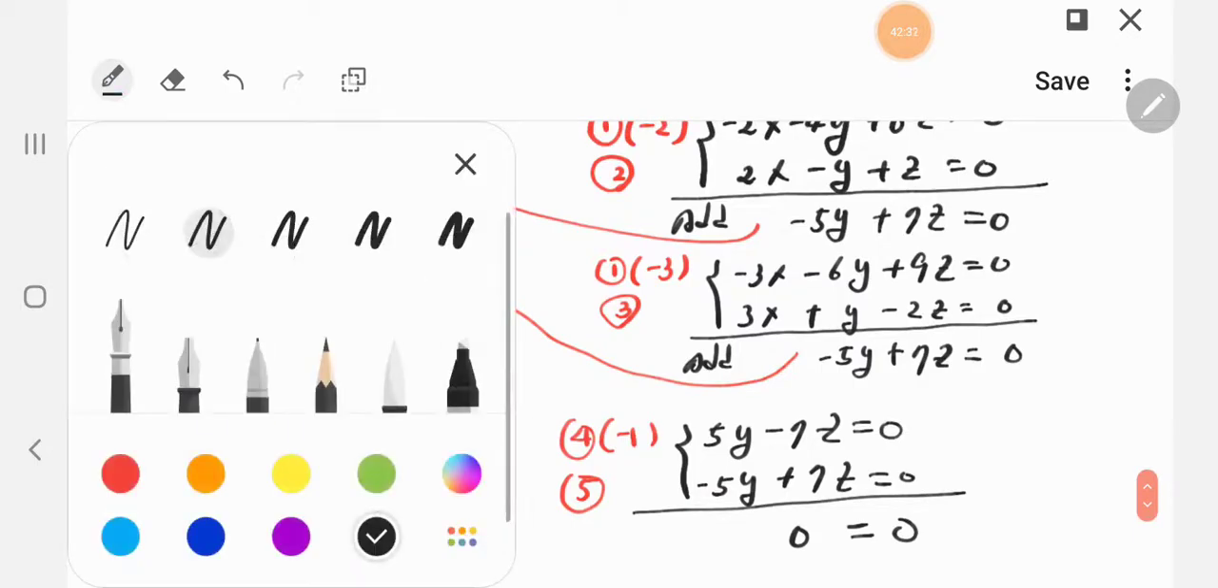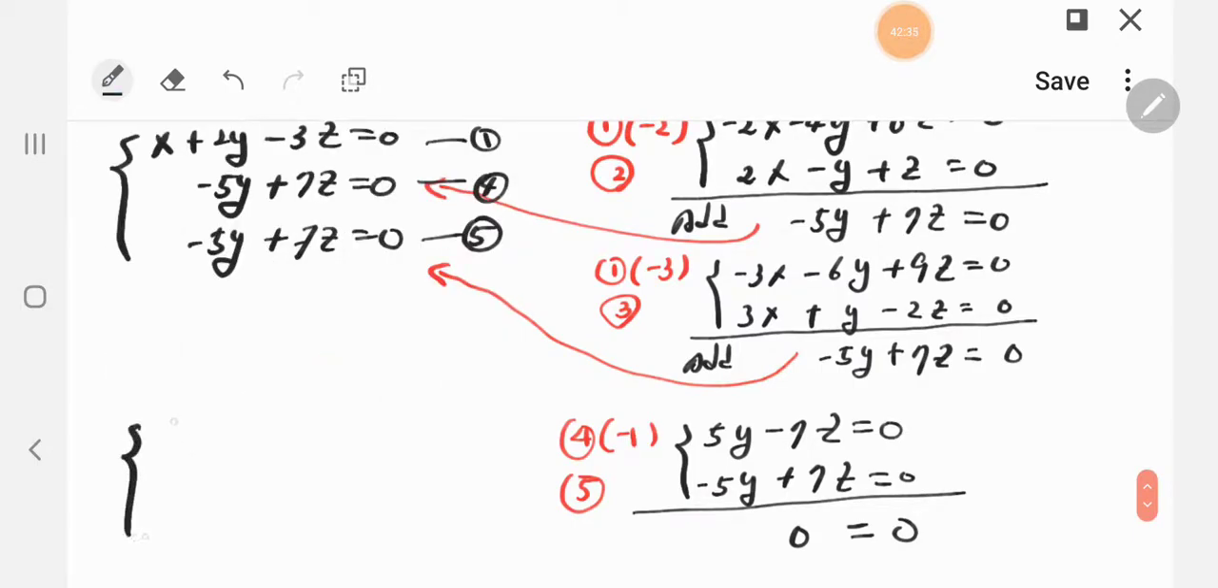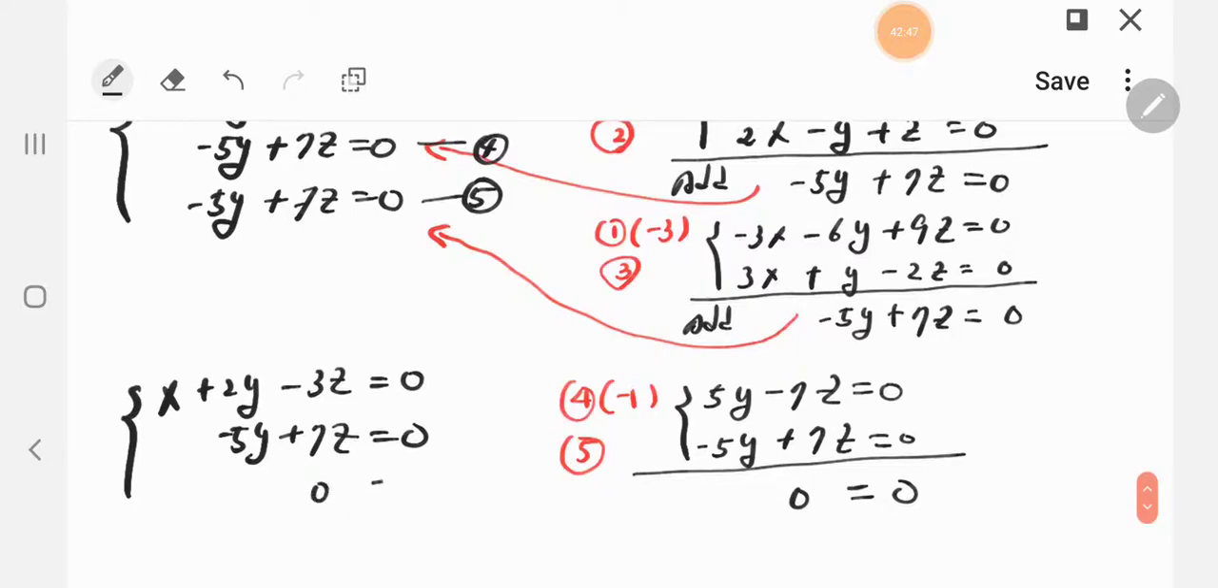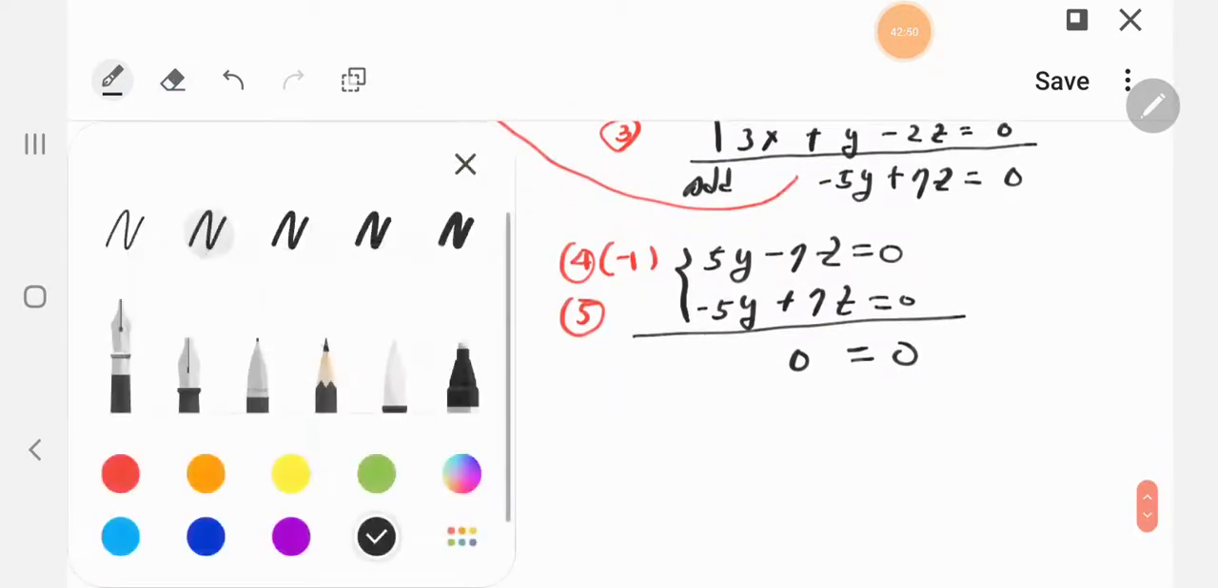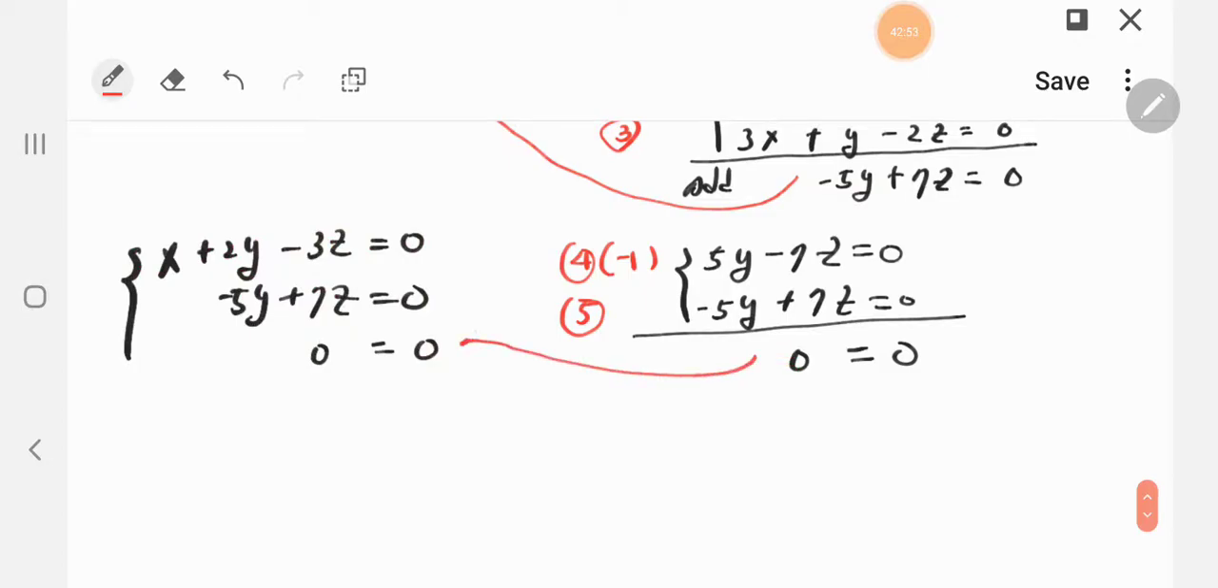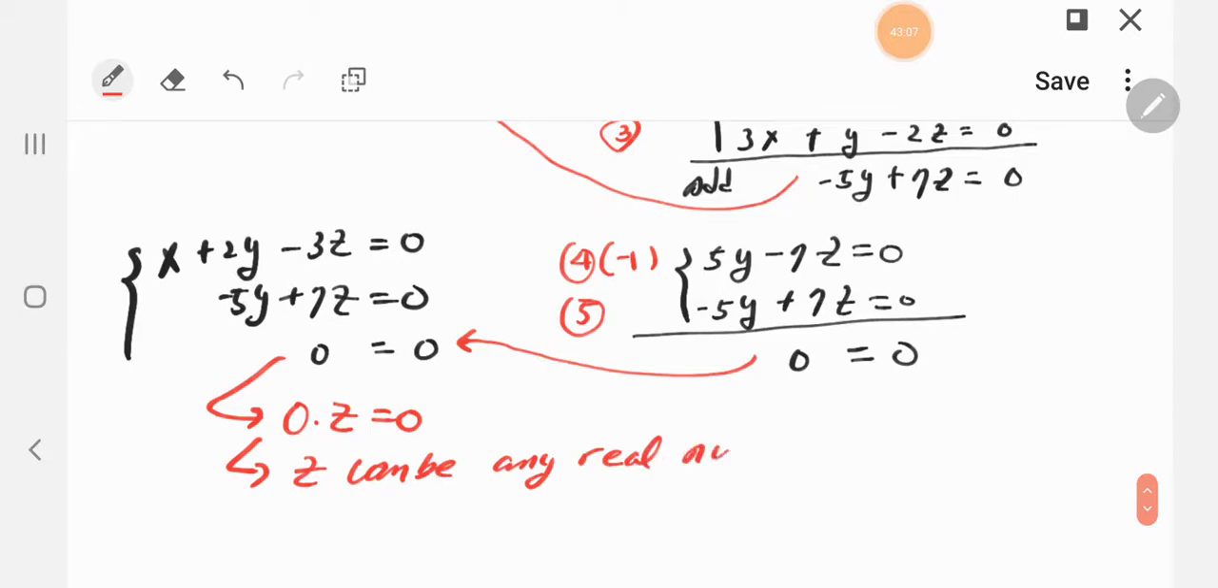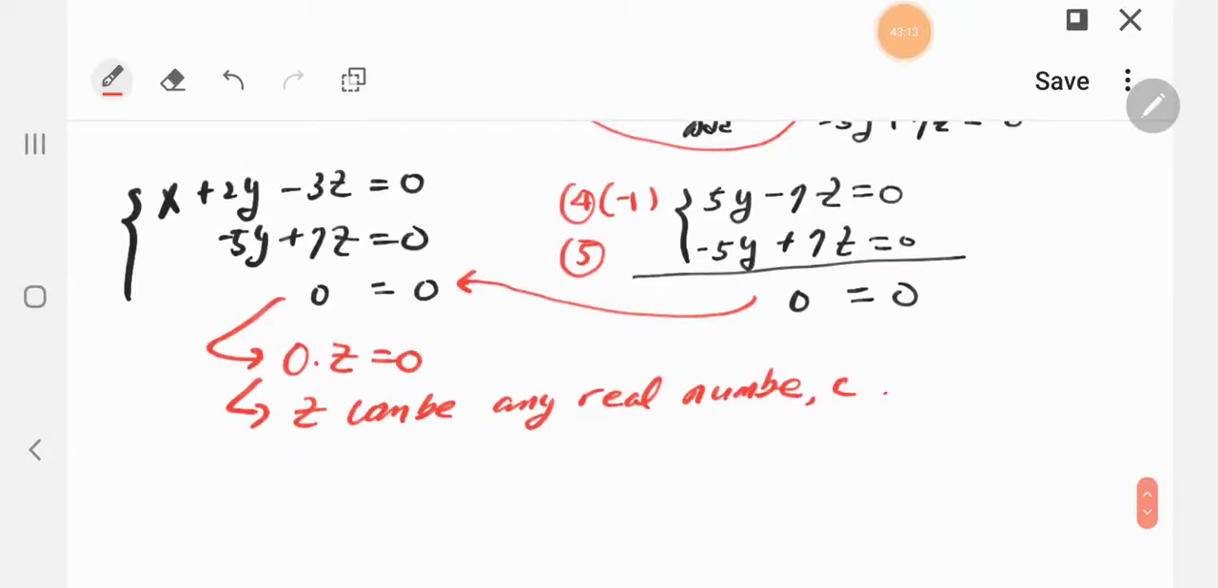So finally, our system will be this. x plus 2y minus 3z is equal to 0. Negative 5y plus 7z is equal to 0. And the third equation is 0 equals 0. What does 0 equals 0 mean? It means 0 times z is equal to 0. This means z can be any real number, any real number c. So there are infinitely many solutions.